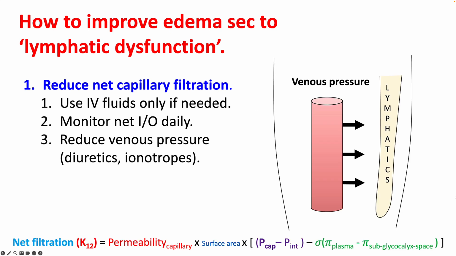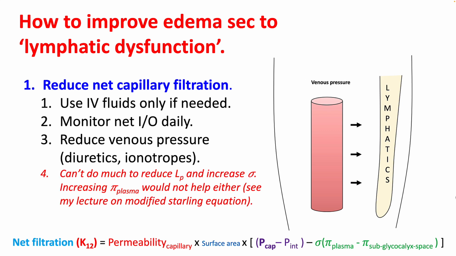So let's look at how to improve edema due to lymphatic dysfunction. The first step is to reduce net capillary filtration, and this is difficult to achieve, but you can use your IV fluid with judgment, monitor your ins and outs, and reduce venous pressures where applicable. When you drop venous pressures, you reduce your net capillary filtration. Usually there is not much we can do for underlying physiology, as the permeability of your capillaries and your Staverman's constant are properties of the disease itself and are difficult to change. Increasing your plasma oncotic pressure with albumin is not going to help you much.